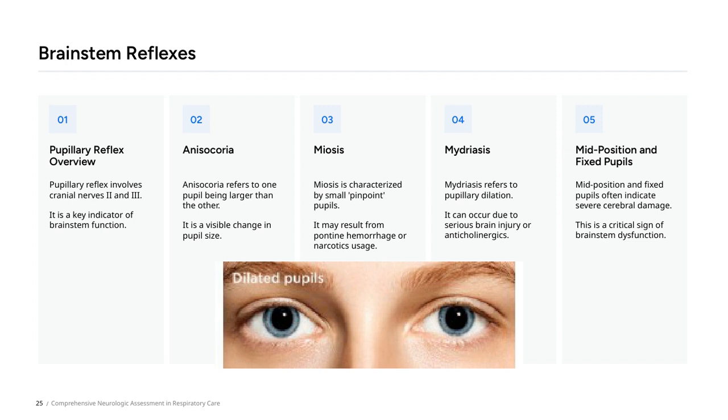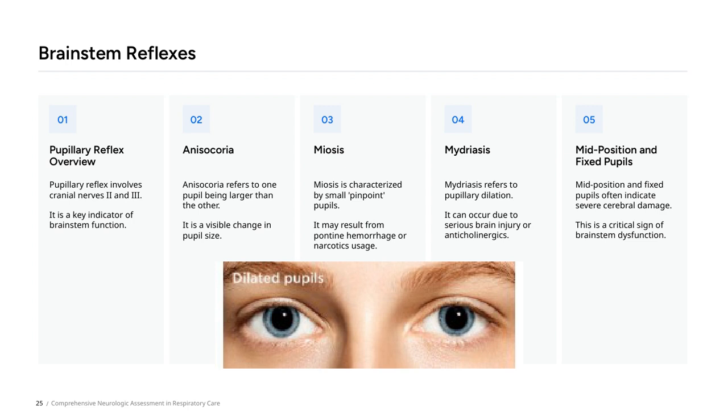On the other hand, miosis refers to pinpoint pupils, very small pupils. This can be a sign of a pontine hemorrhage, which is bleeding in a specific part of the brainstem, or it could also result from narcotics use. Another important concept is anisocoria, which is simply when one pupil is larger than the other. This visible change in pupil size can be a sign of various neurological issues, so it's something we need to observe carefully. Finally, the pupillary reflex involves the cranial nerves II and III.